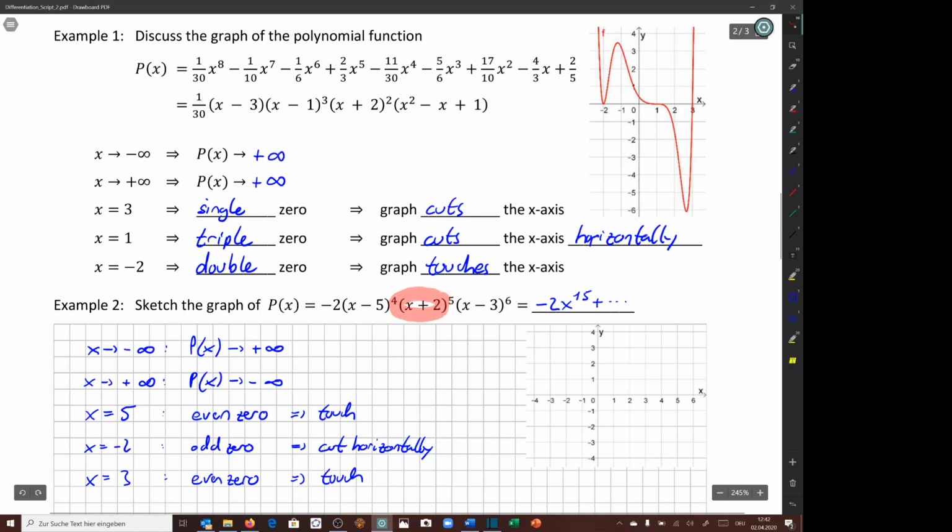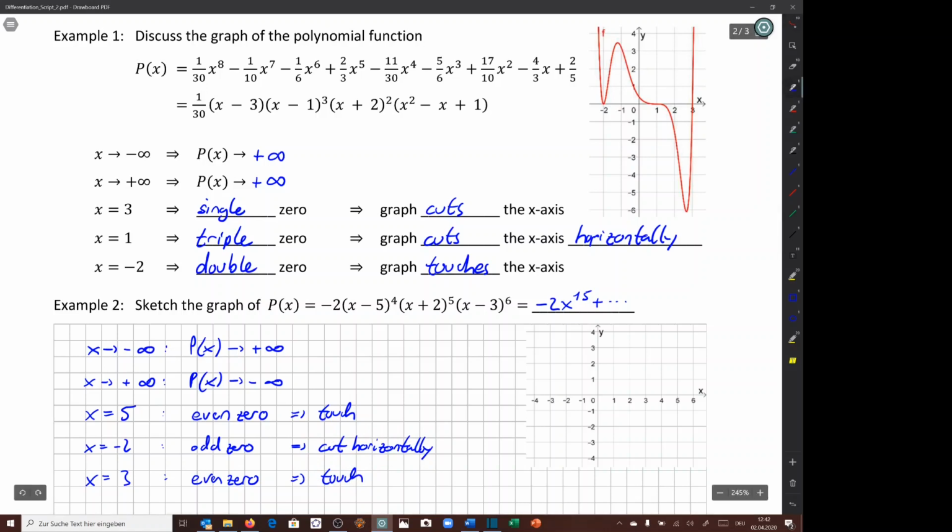At x equals -2, we have an odd multiplicity, so we call it an odd 0. And at x equals 3, we have again an even multiplicity, so an even 0, which means at 5 we touch the x-axis, at x equals -2 we cut it horizontally, and at x equals 3 the graph touches it again. So now we can draw the graph.